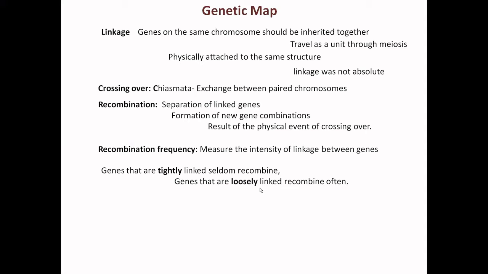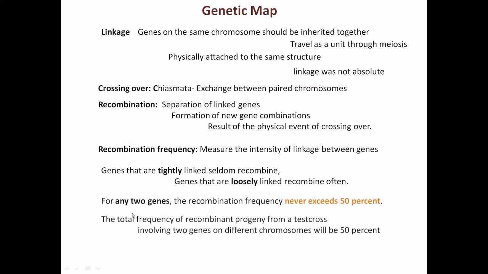So if they recombine very often, the recombination frequency is very high, so they are far apart. If they are tightly linked, the recombination frequency is very small and they are very close to each other. For any two genes, the recombination frequency never exceeds 50%. So if between any two genes the recombination frequency exceeds 50%, it means they are very far apart or they are in different chromosomes. The total frequency of recombinant progeny from a test cross involving two genes on different chromosomes will be 50%.